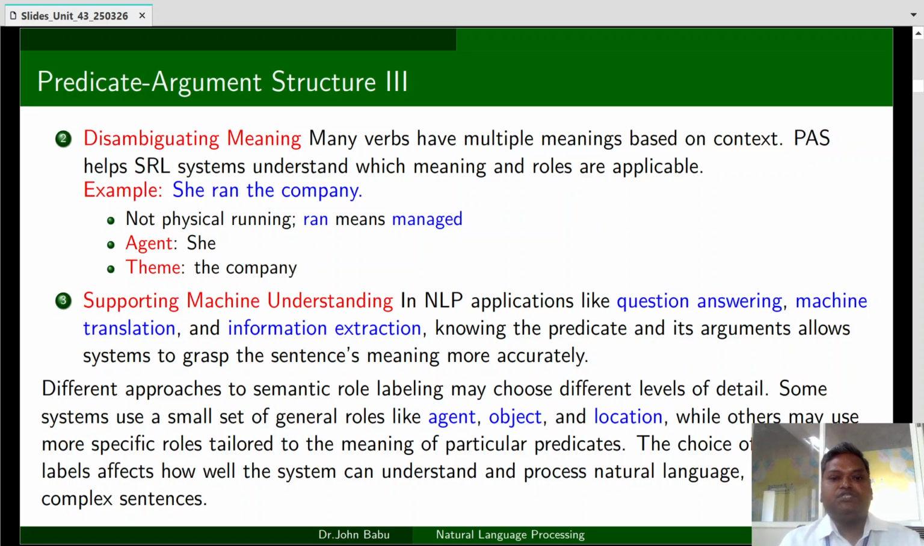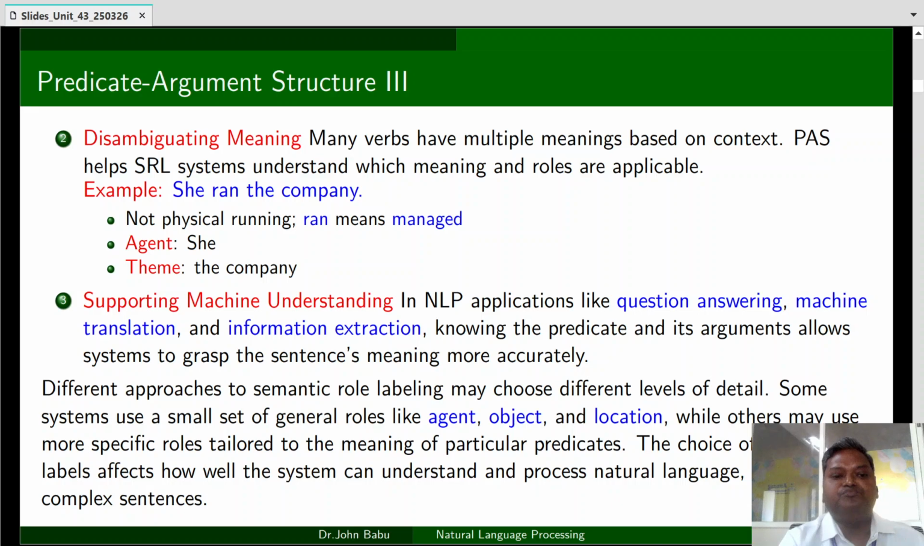And thirdly, predicate argument structure helps in supporting machine understanding. So, semantic role labeling or semantic parsing is the process in which we convert the given input text into a machine understandable, machine readable, machine manageable format. In NLP applications like question answering, machine translation, chatbots, information extraction, knowing the predicate and its arguments will allow us to understand the sentence meaning more accurately.